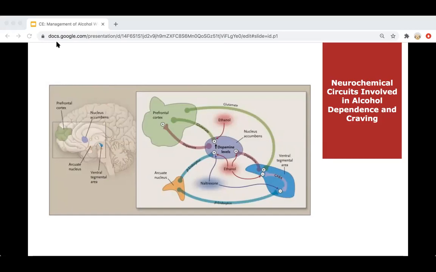So GABA and glutamate are involved in alcohol stimulation, sedation, and intoxication, and this is what precipitates the signs of alcohol withdrawal. The dopamine and opiate systems are involved with the reinforcement, the reward, the craving of sustained alcohol use, and this is what causes a potential relapse after prolonged abstinence. So the body creates this reward system after drinking alcohol, and this is what leads people to want to drink more.